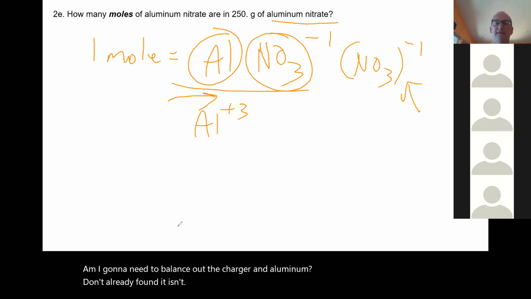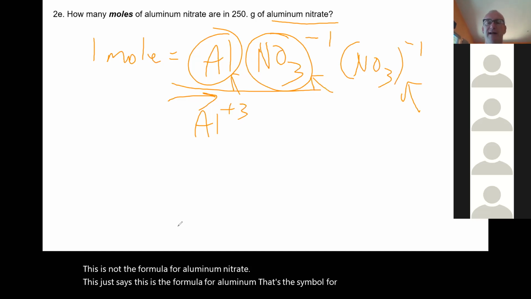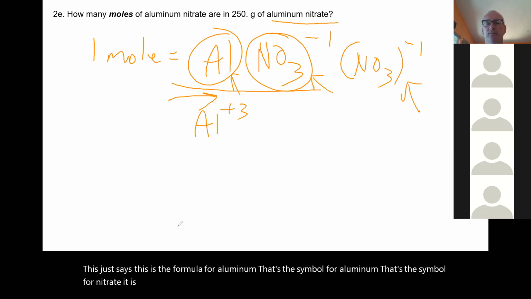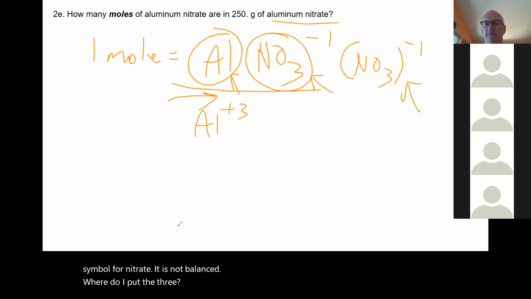This is not the formula for aluminum nitrate. This just says this is the formula for aluminum. That's the symbol for aluminum. That's the symbol for nitrate. It is not balanced. Oh, you put a 3 at the end. Where do I put the 3? The parentheses on the right.